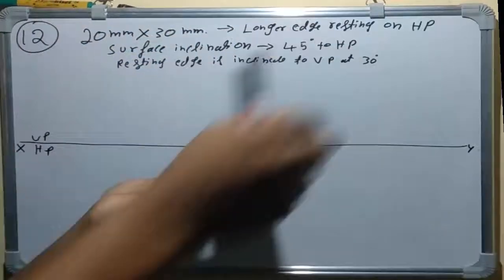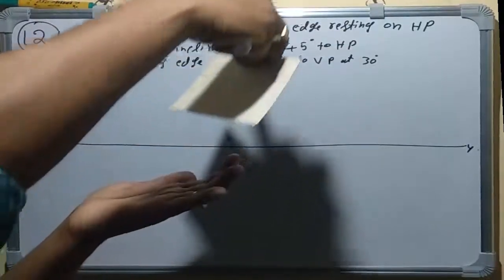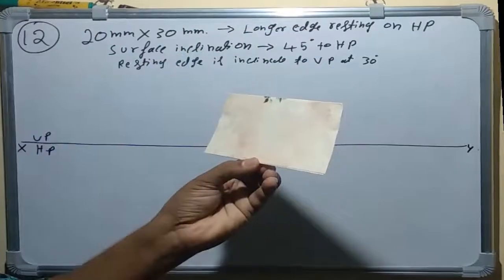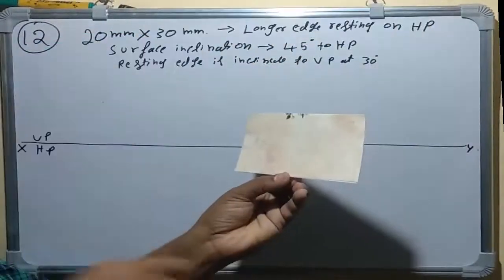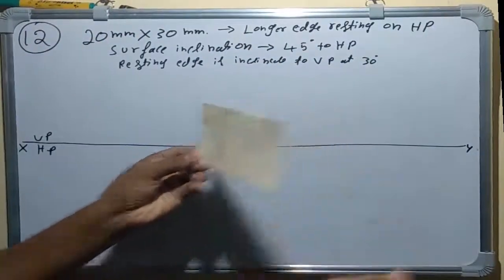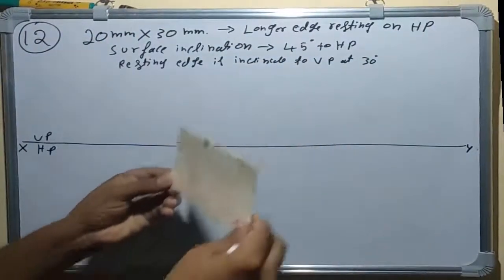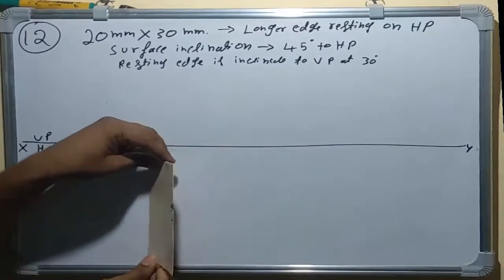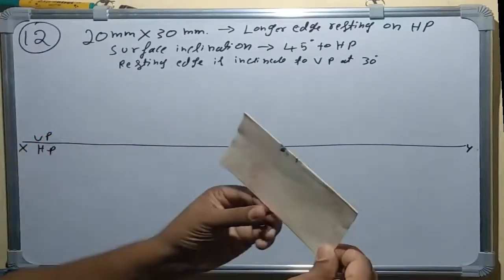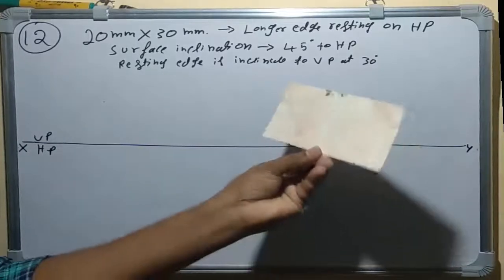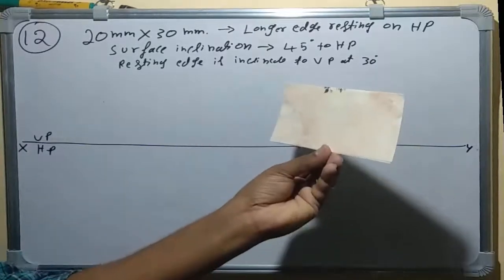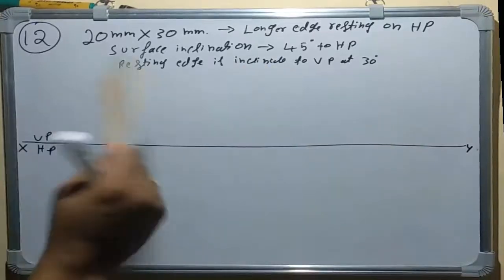So we need to draw a 30 degree line, and we need to take this and place it on 30 degree. Overall, the angle between this edge and the vertical plane should be 30 degree. So we need to draw 30 degree on the HP, and after finishing the second step we have to take this and place it on the 30 degree, and the top view will look like this and the front view will look like this.